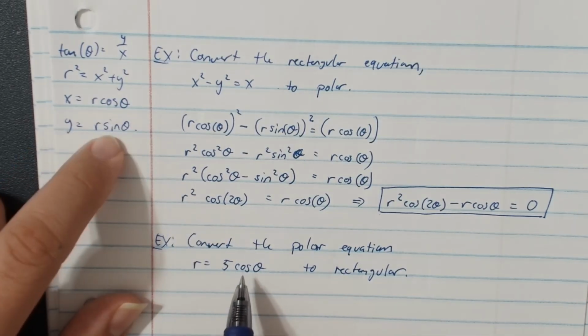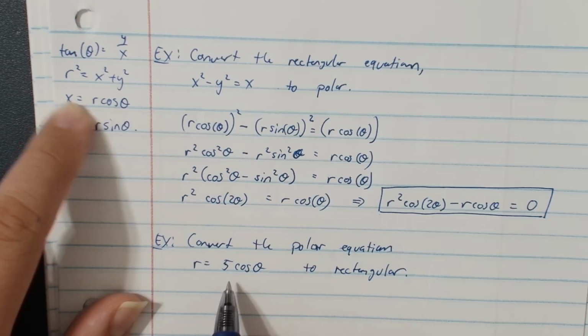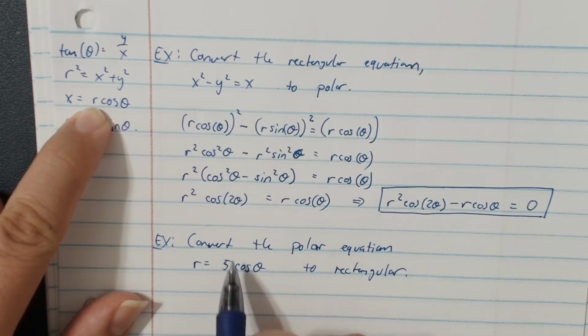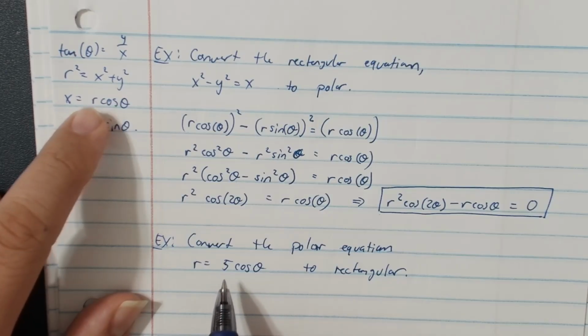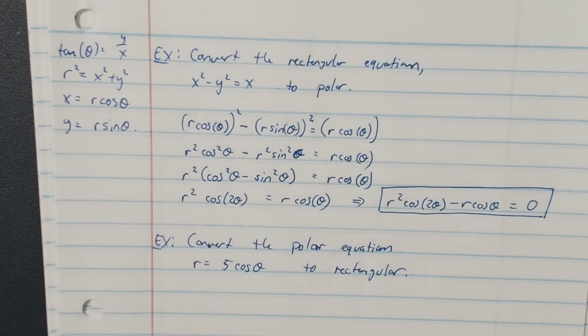Here you might notice I have cosine of theta. And you say, oh cool, that'll be your x. No, not quite, because you're missing an r. Now some people fall into the trap of thinking, well, r is equal to 5. There you go, there's r cosine theta. But it doesn't work that way. It has to be an r. It has to be an actual variable. You can't say r is equal to 5. R has to be just r.